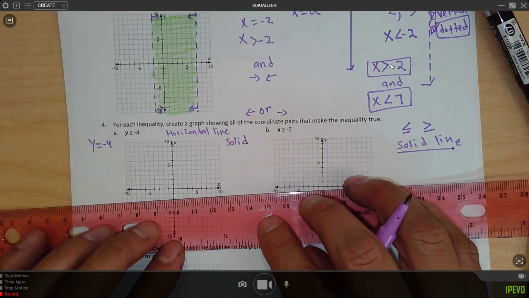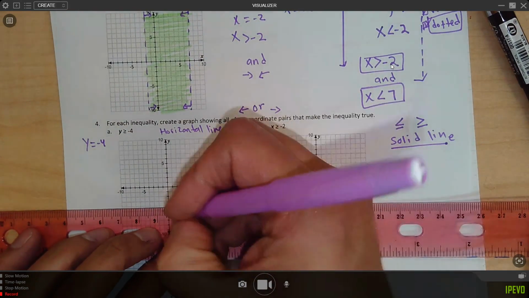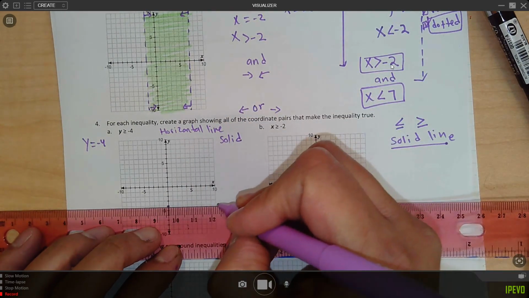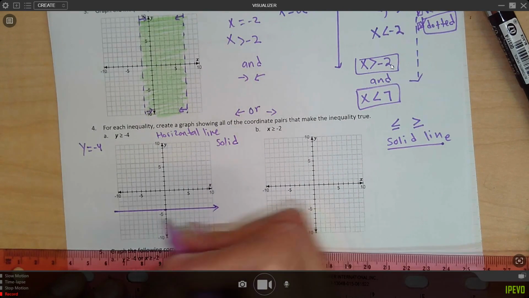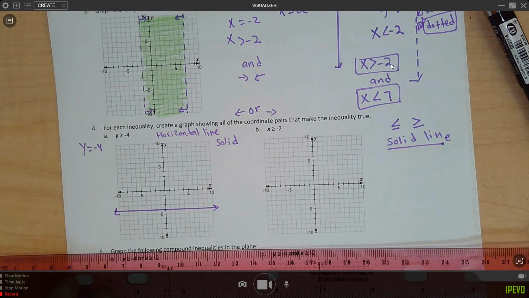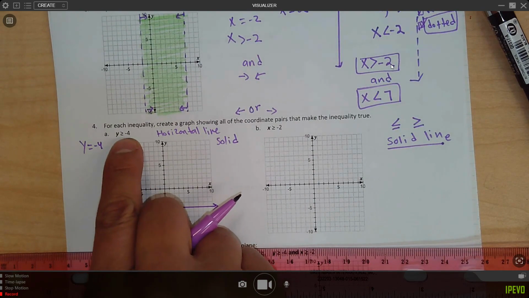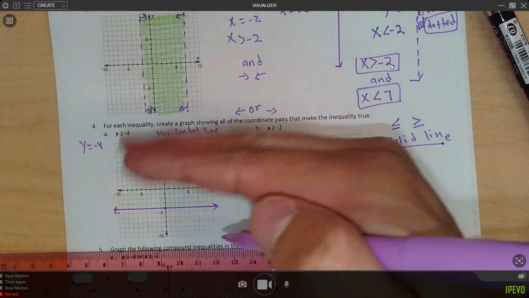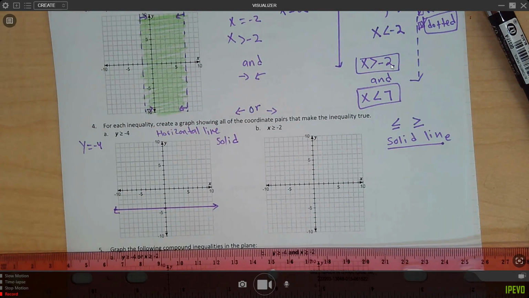The only difference here, so I'm going to go down to -4 under y, and then it's going to be a horizontal line, just like if you were to graph that. The only difference here is saying all the values that are greater than -4, but that's going to be above. Remember that the y is shaded above or below. In this case, that will be above.